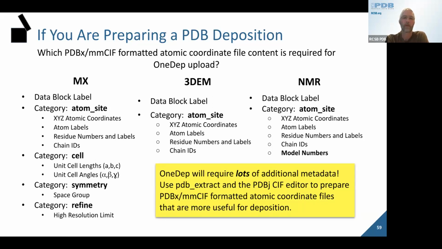Under normal circumstances, if all you've provided is just the information that I've shown here on the screen, you will have to enter all of the additional mandatory information manually. Our very strong advice is to make use of tools like PDB extract and the PDBj CIF editor to prepare more complete PDBx mmCIF formatted atomic coordinate files for deposition. It will mean that you don't have to enter quite as much information manually, and you will be able to reuse the information across multiple depositions if you are in fact making multiple depositions.